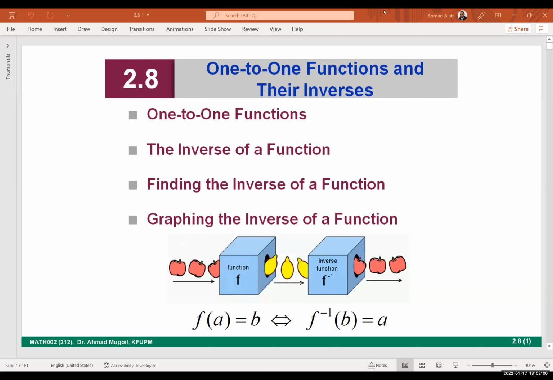After finishing this section, you will be able to identify what we mean by one-to-one function, what is the inverse of a function, how to find it, and how to sketch its graph. Let's start with the one-to-one function.